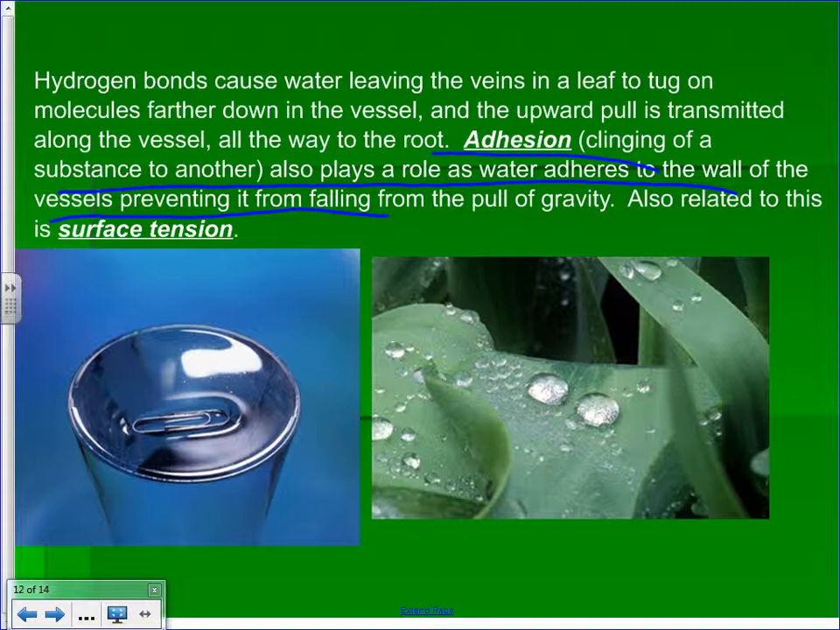It's also important to know that a polar molecule doesn't share its electrons equally. That results in a positive end and a negative end that can attract each other and form those hydrogen bonds. So, unequal sharing of electrons, hydrogen bonds, cohesion, and adhesion. Those are the big four things we got to know about water being a polar molecule.